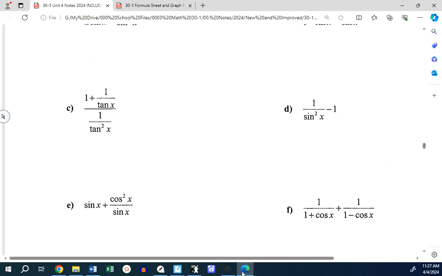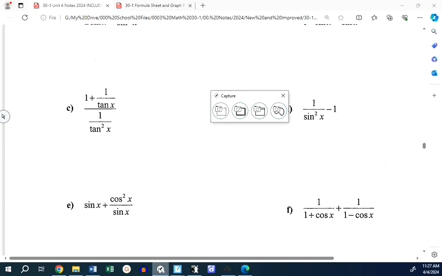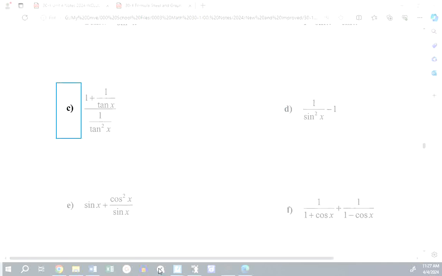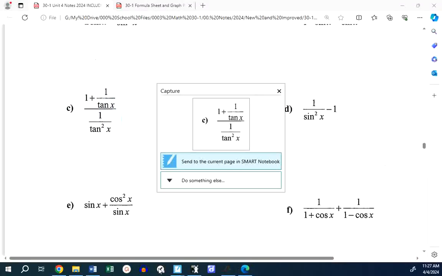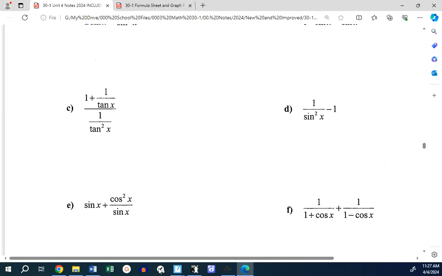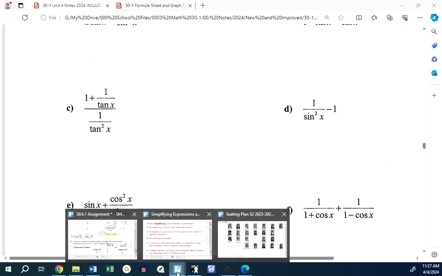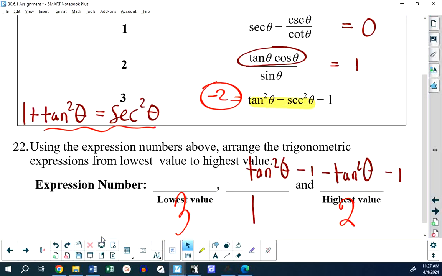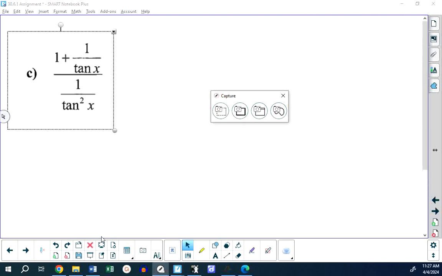On page 38 of the handout, we're looking at 2c. It's 1 plus 1 over tan of x over 1 over tan squared of x. I have to wait for my computer to just catch its breath here. Didn't get it? There it is.